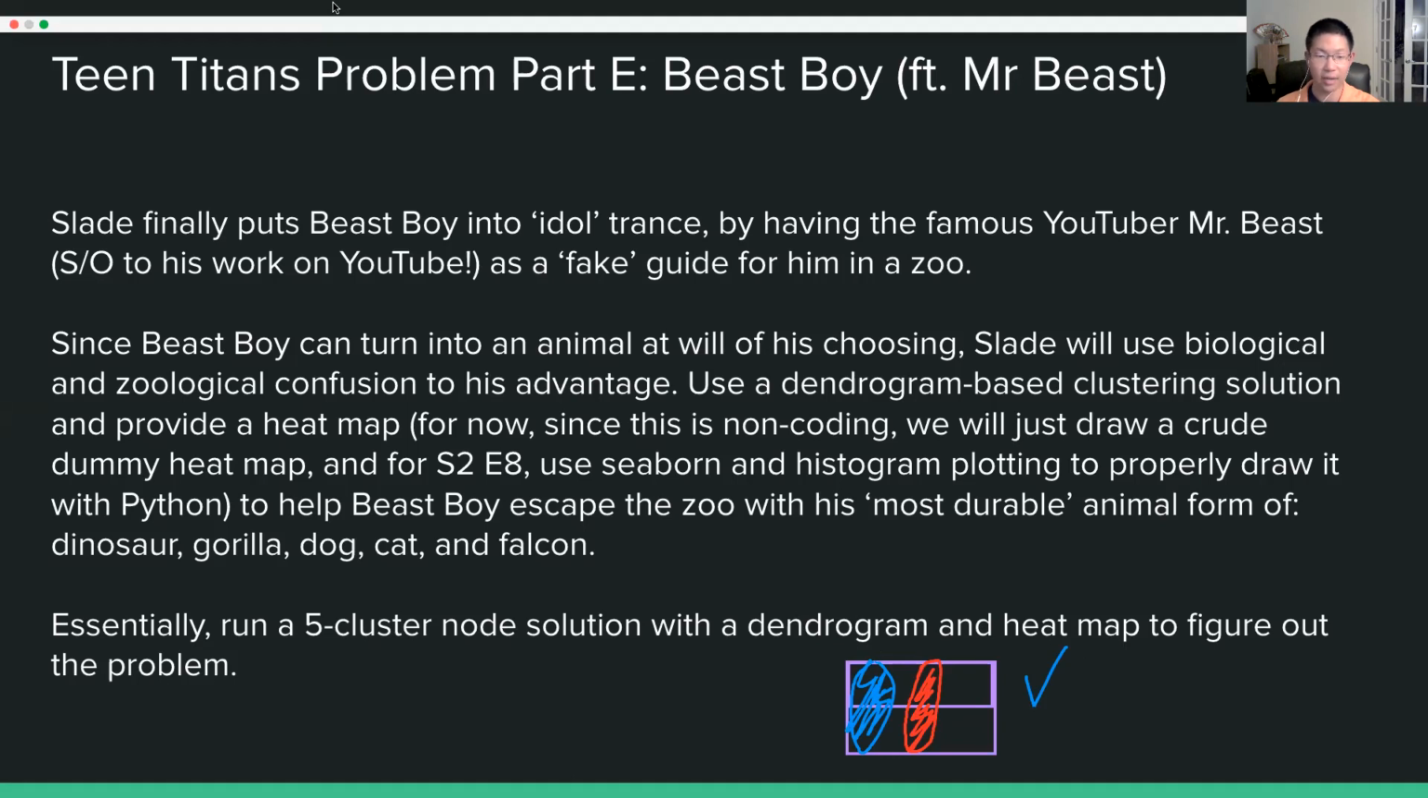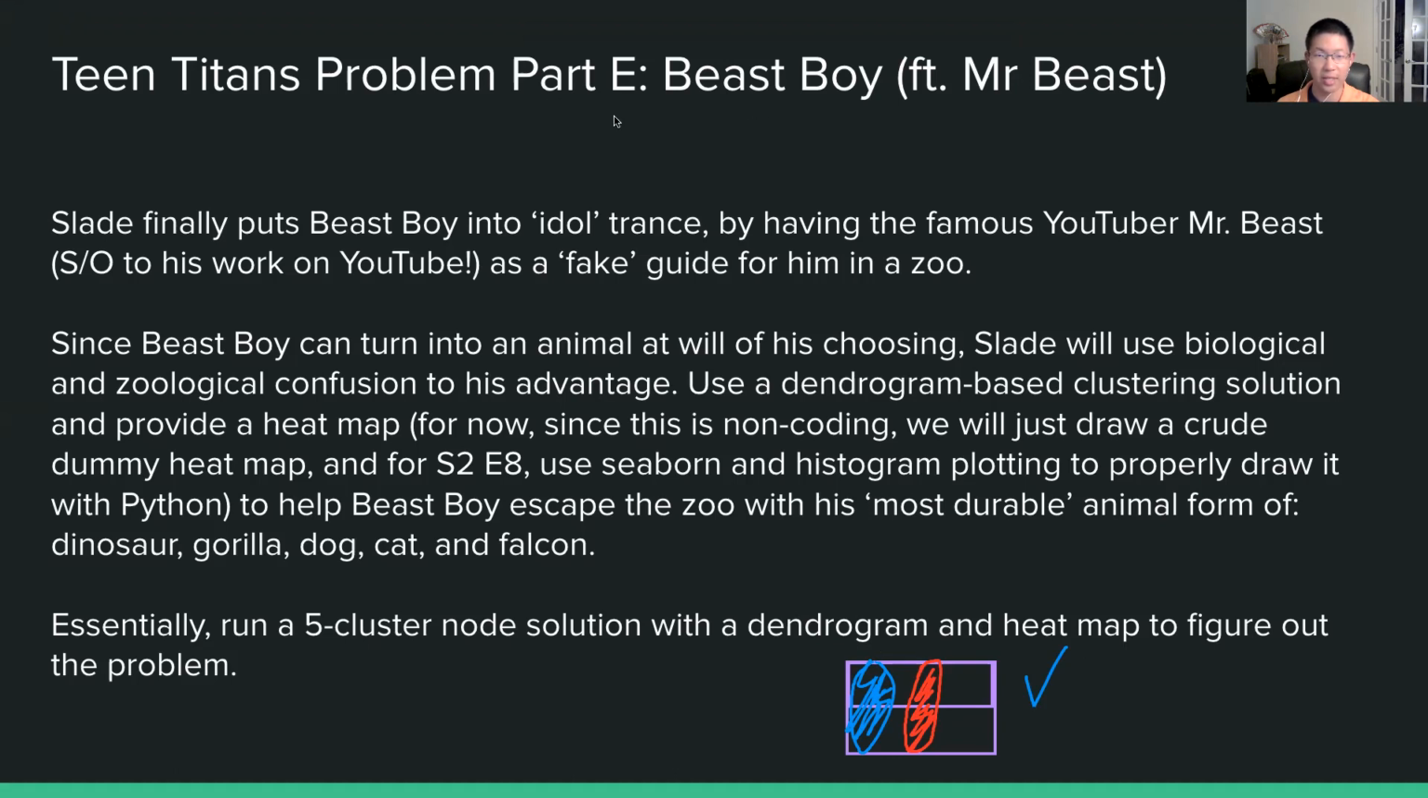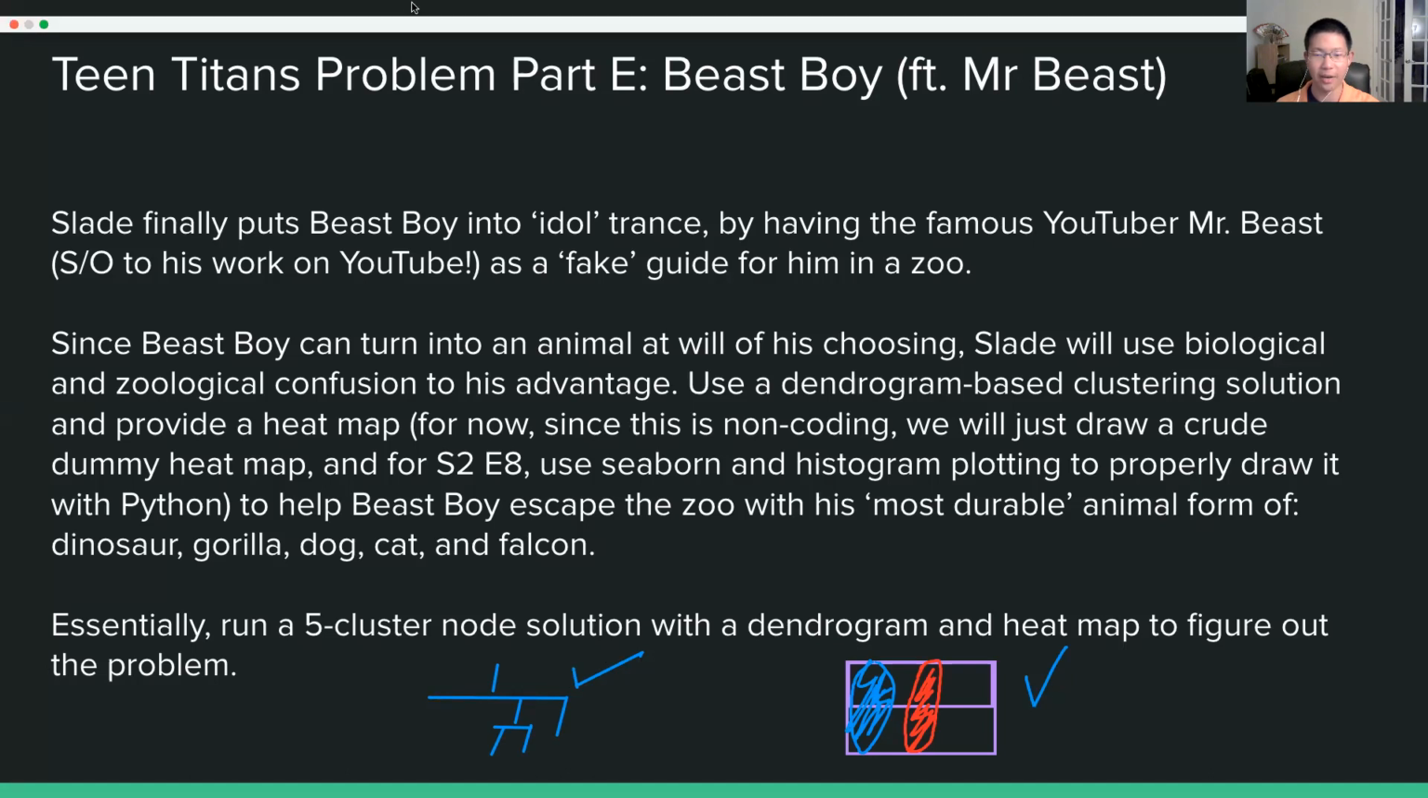So essentially run a 5-cluster node solution with a dendrogram, which is once again a fancy way of saying a class tree. So you have a class tree over here, a dendrogram, and a heat map to figure out the problem. And that will be shown in episode 8, because if I show it now, it's going to be a 3-and-a-half-hour episode. I want to see the Red Sox win. So I'm going to call it there.